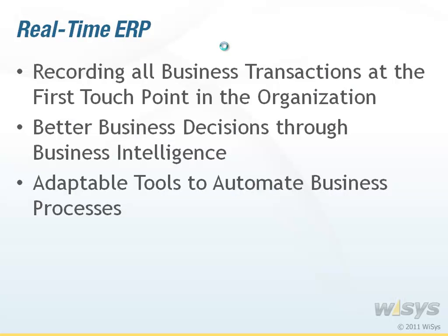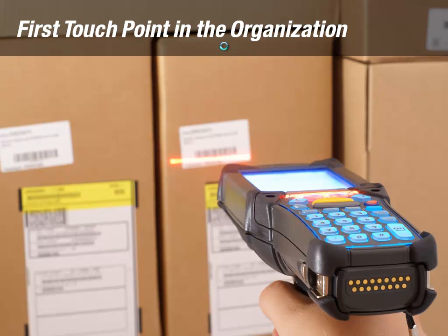Real-time ERP is based on three concepts, starting with recording all business transactions at the first touch point in the organization, better business decisions through business intelligence, and using adaptable tools to automate business processes. So let's start with talking about the first touch point in the organization.